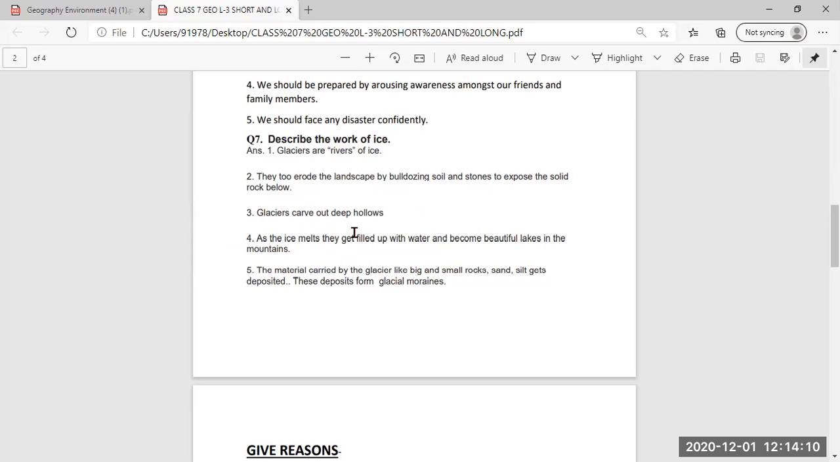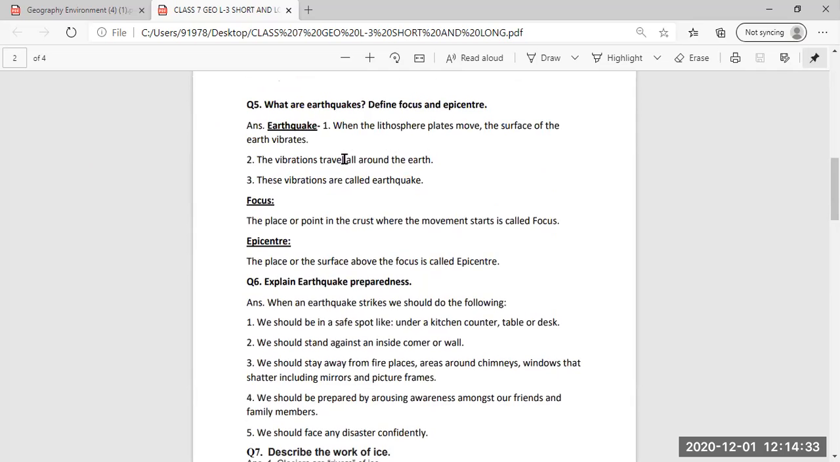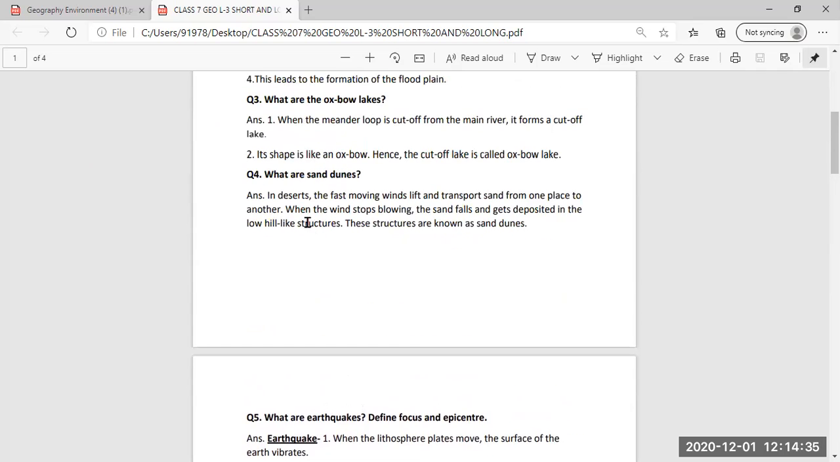Now glaciers carve out deep hollows. As the ice melts, these get filled up with water and become beautiful lakes in the mountains. The material carried by the glacier, like big and small rocks, sand, and silt, gets deposited, and these deposits form the glacier moraines. So these seven questions can come in the form of short and long questions.